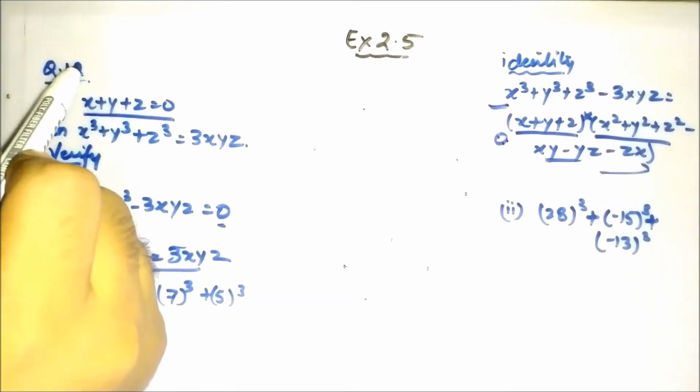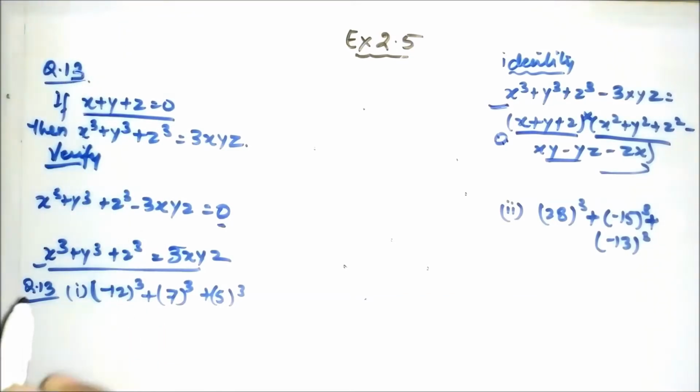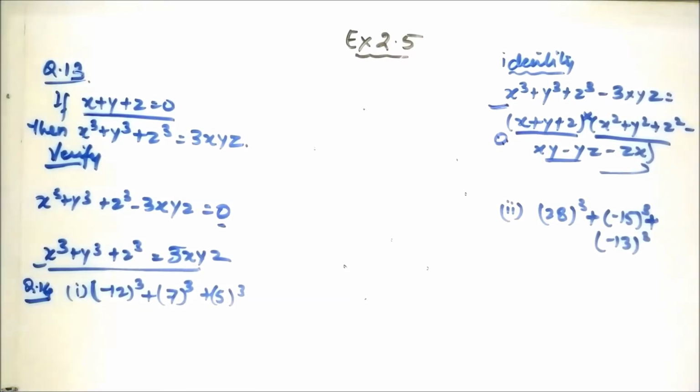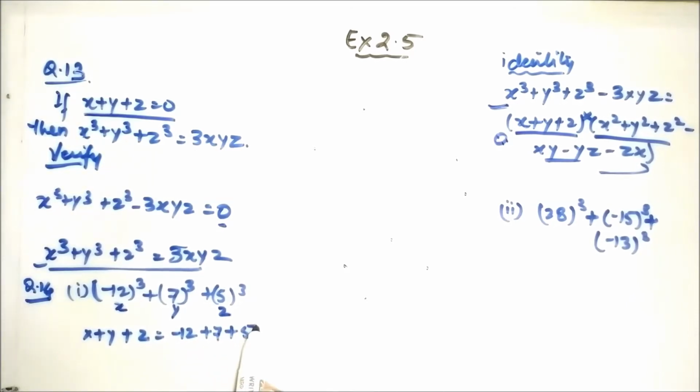Just a little mistake here. This was not question number 12. This is question number 13 and this is question number 14. So without actually calculating the cubes, we need to find the value of this. And the second part of this question is this one. If you compare question number 13 and 14, what you observe is that if this is x, y and z, then x plus y plus z is equal to minus 12 plus 7 plus 5. That will be minus 12 plus 12 and that will be equal to 0. So we are getting x plus y plus z is equal to 0.